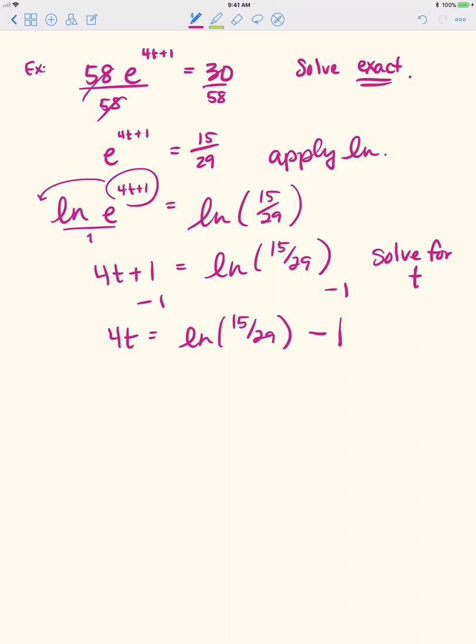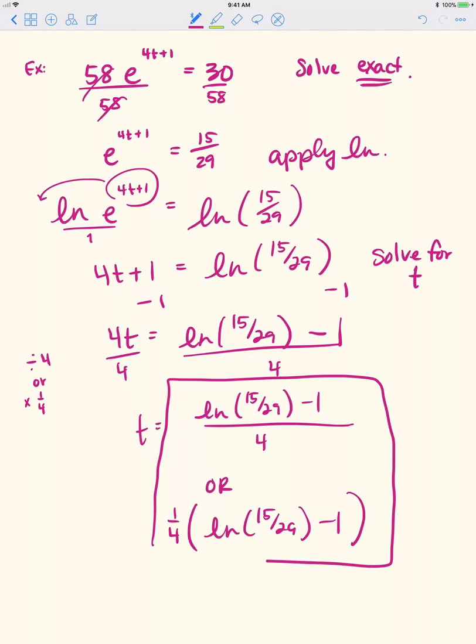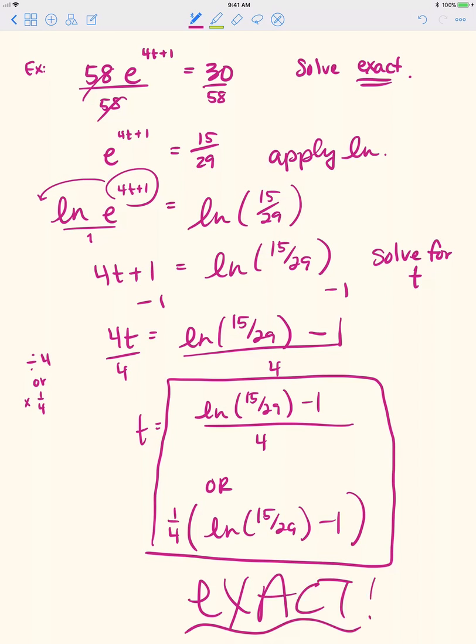And then the 4 being multiplied by the t, we need to get rid of it, so you can either divide by 4 or multiply by 1/4. I don't really have a preference. But t ends up being natural log of 15 over 29 minus 1, all over 4. Or if you went the 1/4 route, it would hop out front times the natural log of 15 over 29 minus 1 as a quantity. Those are both the same answer and should be accepted as such. But that would be your final exact answer for this problem.